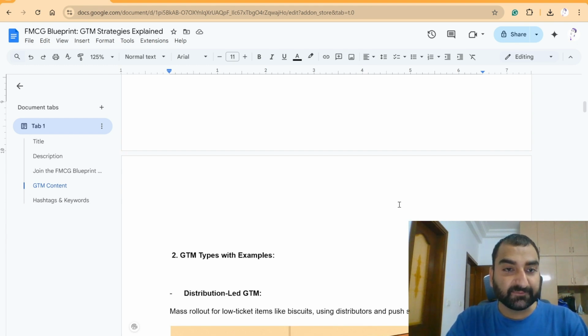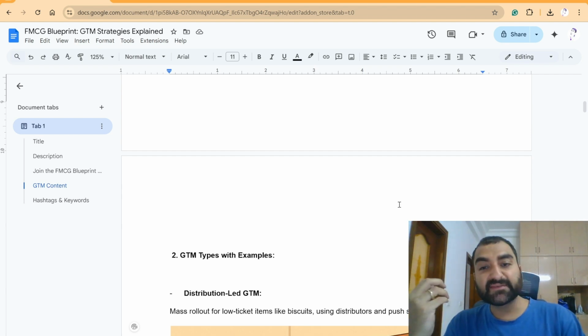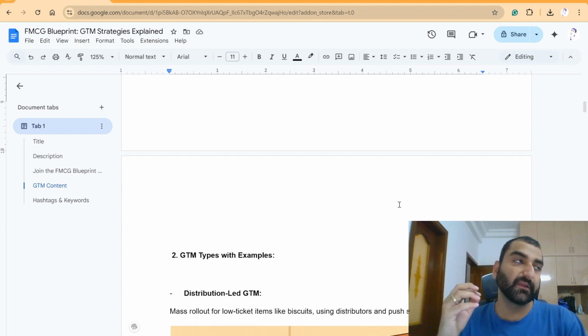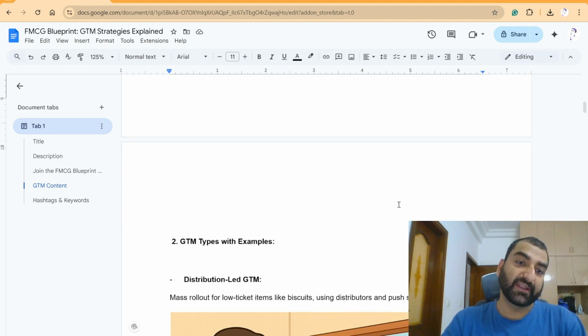What are the different types of GTM? I think this will help you give better answers and figure out what strategies you should adopt for the particular category you're working in, for the particular range of products that you're handling. And it can also be a mix of two strategies. Here I have tried to keep it very simple so that you are able to understand which exact strategy you should be working on, right?